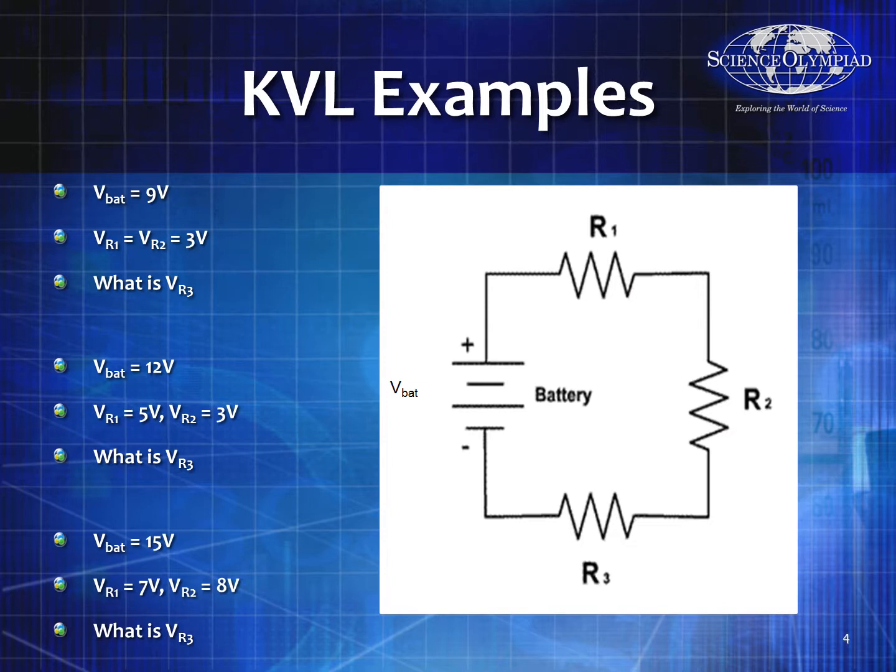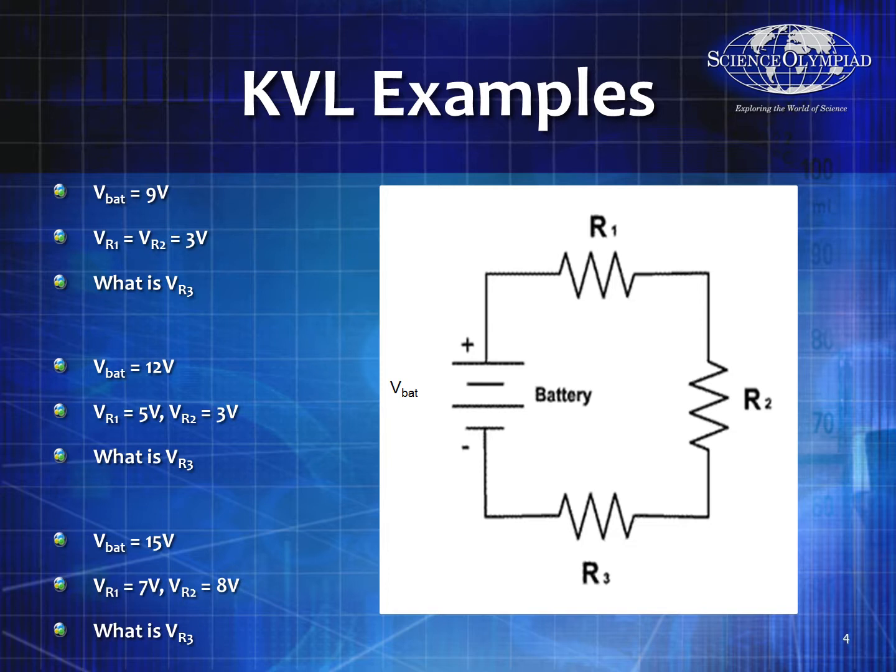So for a KVL example, if my battery in this particular case is 9 volts, and I've got 3 resistors, and the voltage of R1 and the voltage of R2 are both 3 volts, what's the voltage of R3? Well, it's got to be 3, because the voltage of R1 plus the voltage of R2 plus the voltage of R3 has to equal the voltage of my battery per KVL. So therefore 3 plus 3 plus X equals 9. Subtract 6 from both sides, and the voltage of R3 is equal to 3 volts.